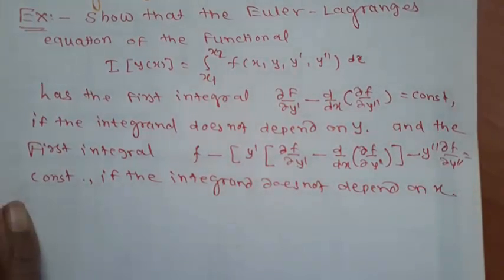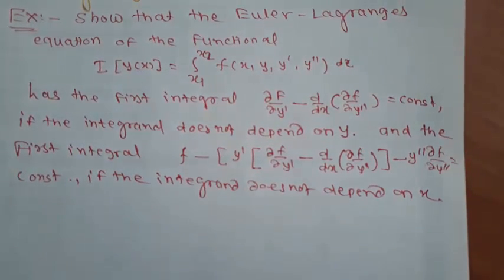Here we have to show that the Euler Lagrange equation of the functional I(y(x)) equal to integration x1 to x2 of f of x, y, y dash, y double dash dx has the first integral dou f by dou y dash minus d by dx of dou f by dou y double dash equal to constant if the integrand does not depend on y, and the first integral f minus y dash into dou f by dou y dash minus d by dx of dou f by dou y double dash minus y double dash into dou f by dou y double dash is equal to constant if the integrand does not depend on x. This we have to prove.